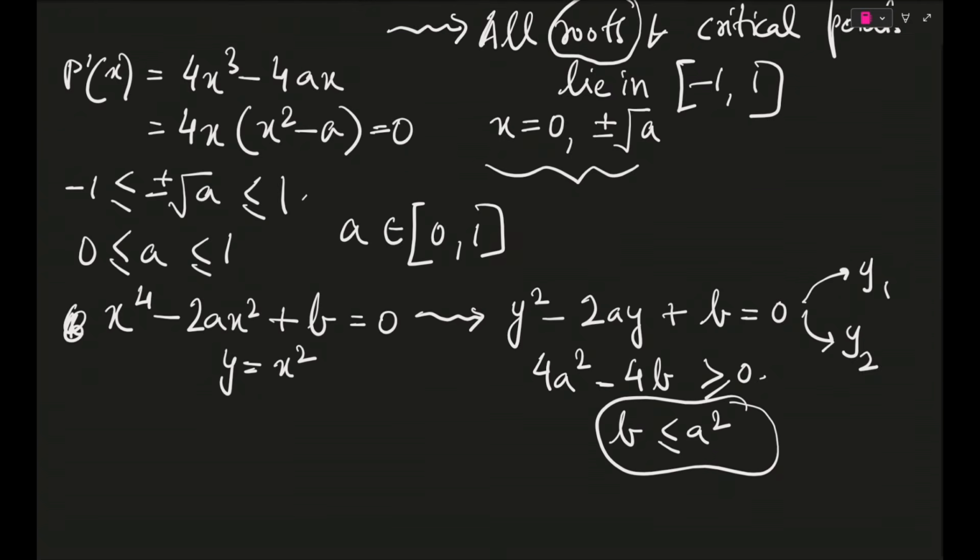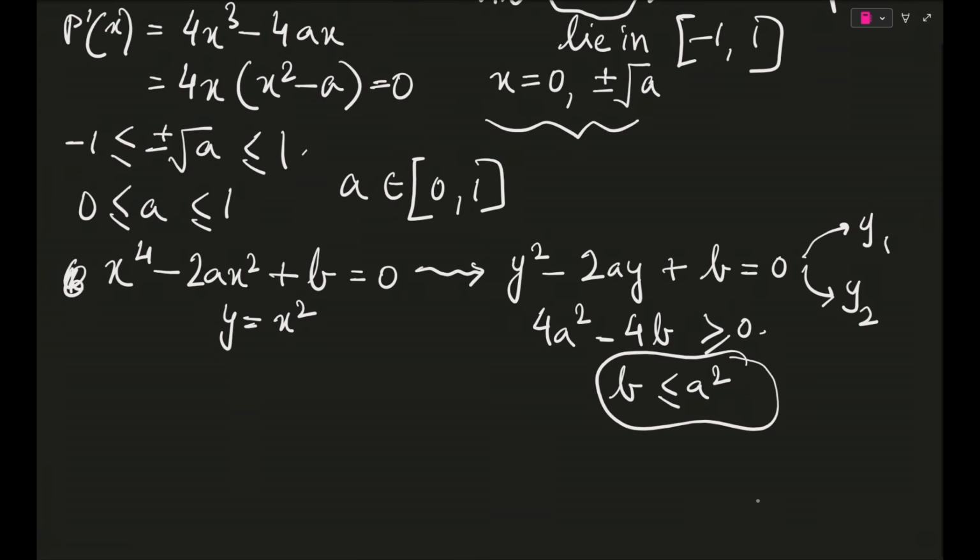Second thing is they have given that the roots lie in -1 to 1. So if we take the roots to be some y1 and y2, obviously then x will be nothing but plus minus root y1 and plus minus root y2. So we will deal with that later on. First, let's work out y1 and y2.